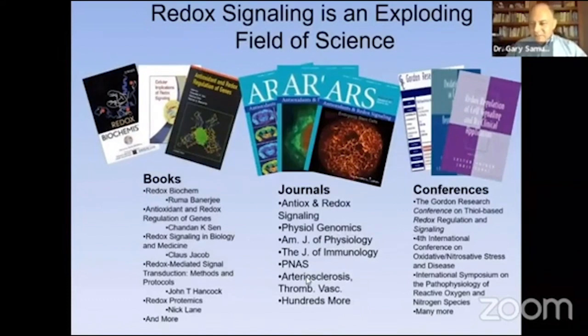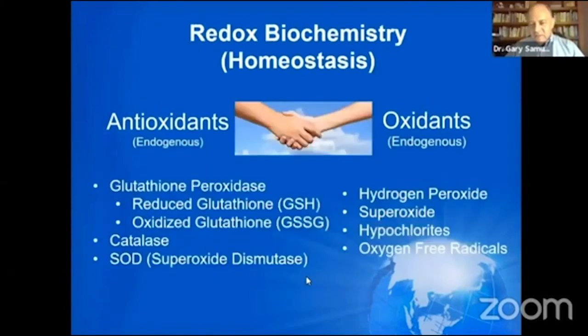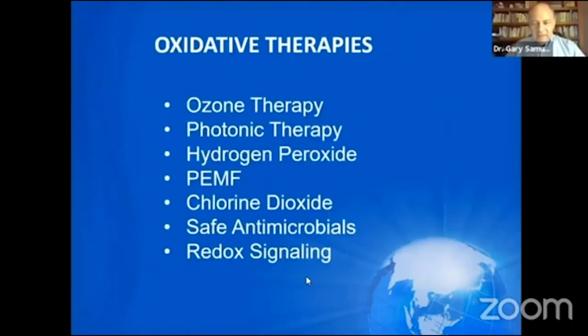So there's the lead up, and I hope that it didn't take too long. The antioxidant myth is that oxidants are bad and antioxidants are good, and you only can get them from vegetables. That's not true. Both antioxidants and oxidants are produced inside your body and are necessary companions for the healthy working processes inside your body.